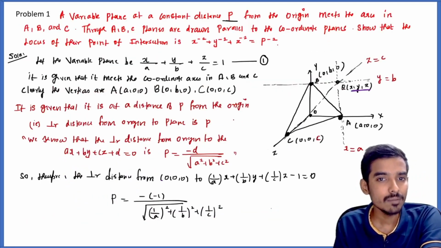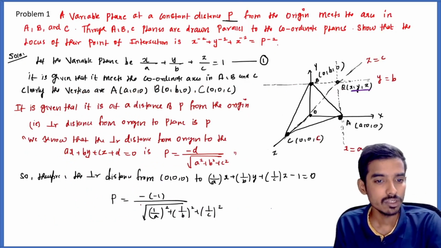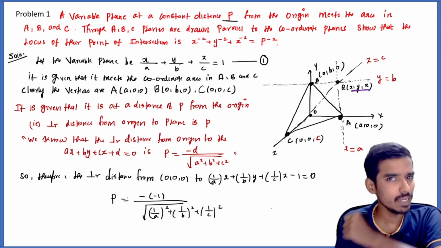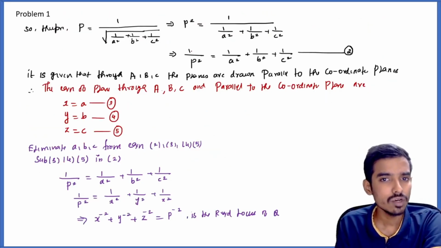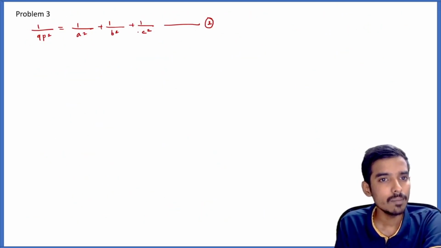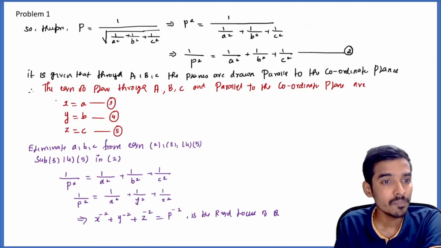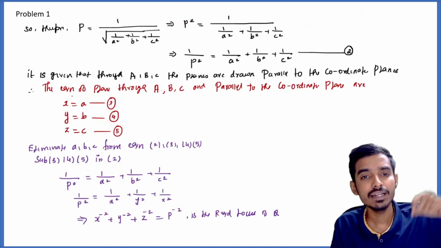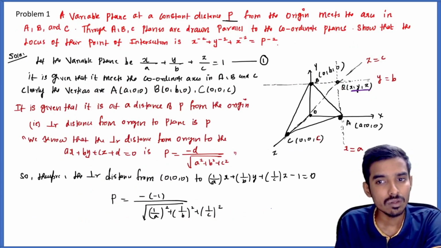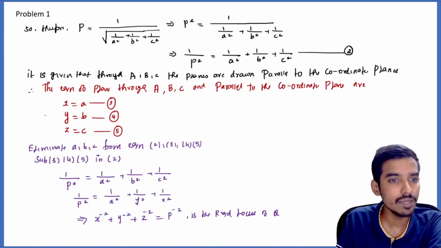In the first problem, they have given the perpendicular distance between origin and the plane is P. So we have the same here, in terms of P we have written 3P now. Therefore we have 1 by 9P square is equal to 1 by A square plus 1 by B square plus 1 by C square. After this, in the first problem, they said that the planes are drawn parallel to the coordinate planes passing through A, B, C. So we are using this data.